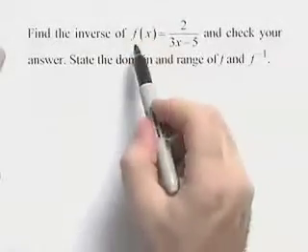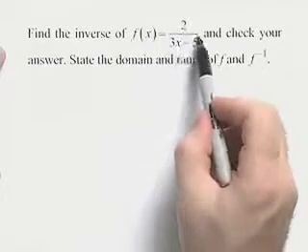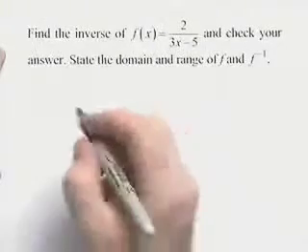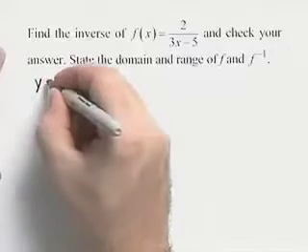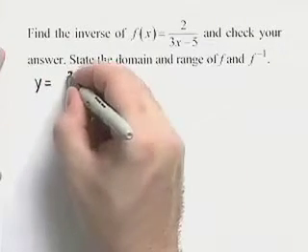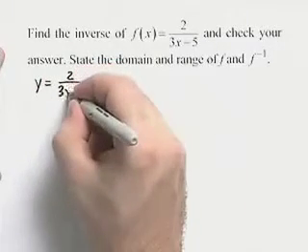For this problem, we're going to find the inverse of a function and verify our results, and then state the domain and range of the function and the inverse. We want to find the inverse of the function f of x equals 2 divided by 3x minus 5. We'll begin by changing f of x to y, so we have y is equal to 2 divided by 3x minus 5.